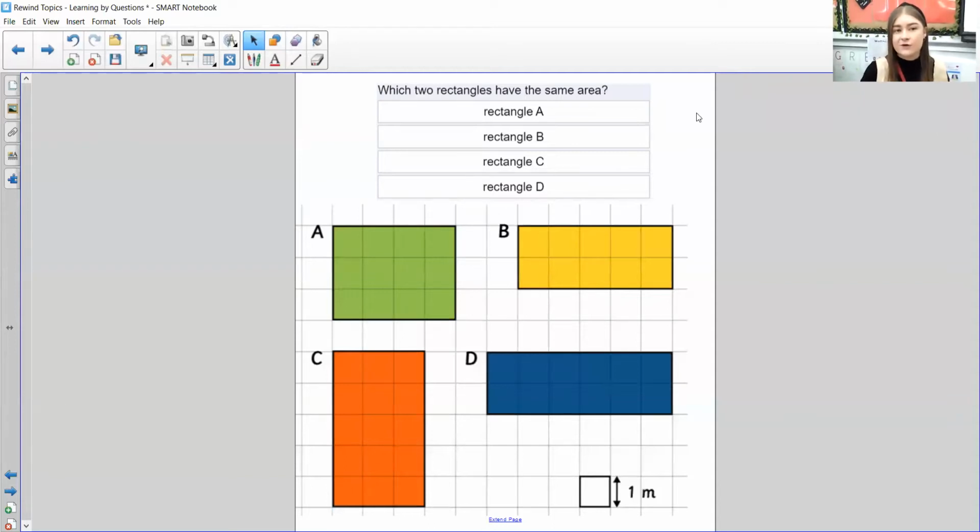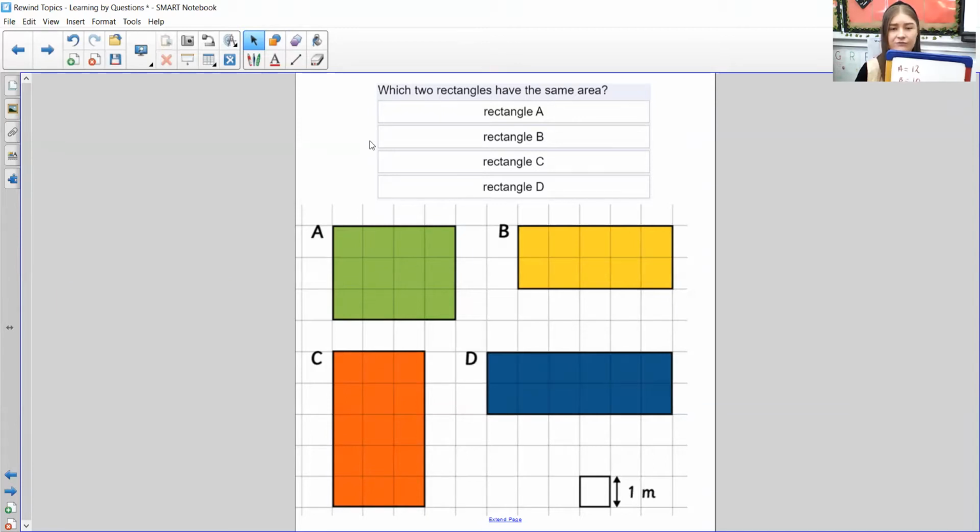I have done my calculations, and for question A, I used the multiplication method. I saw that there were 1, 2, 3, 4 going that way, and 1, 2, 3 going that way. So 4 lots of 3 or 3 lots of 4 gives me 12. So I wrote A is 12. And then B, I counted in 2s, 2, 4, 6, 8, 10, that was 10. C, I did multiplication again.